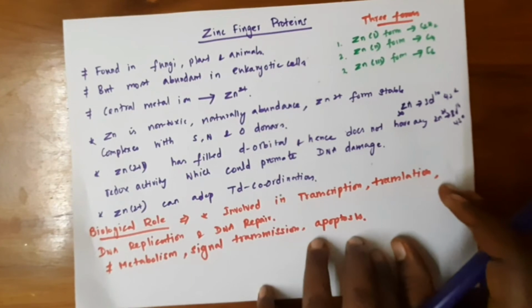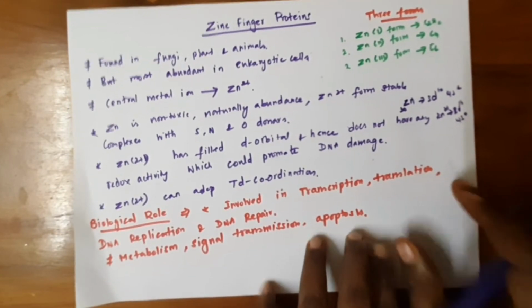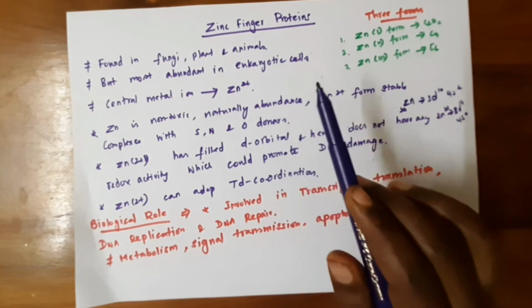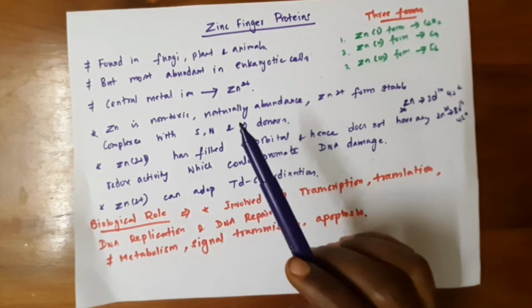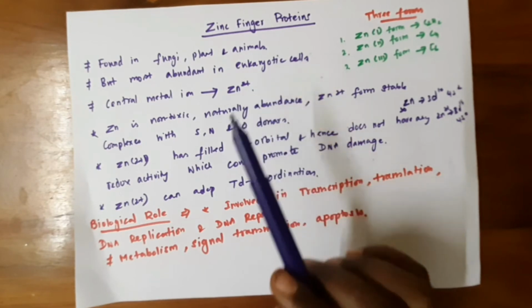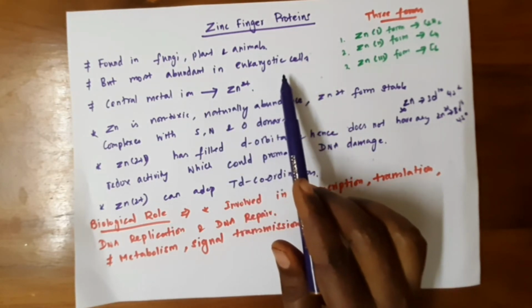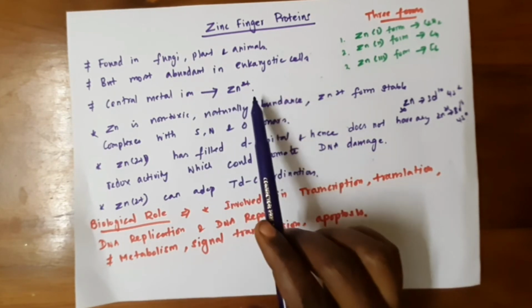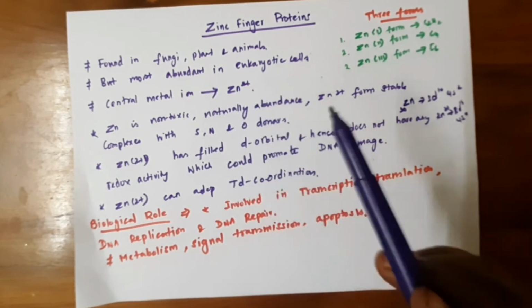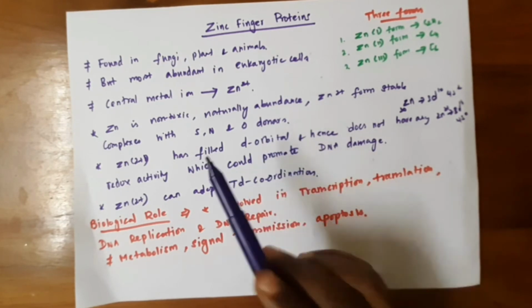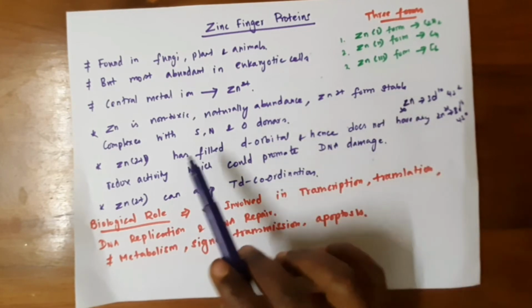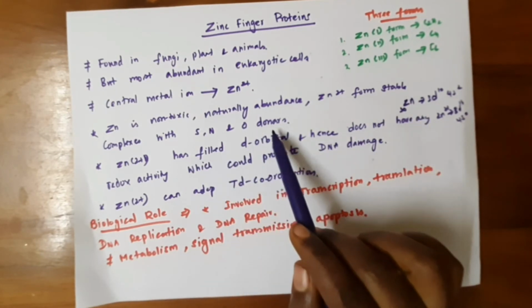Next we will go for zinc finger proteins. Zinc is the main active site in this protein, and it is mainly found in fungi, plants and animals, and is most abundant in the eukaryotic cells of living systems. The active site of this protein is zinc 2 plus. Why does it preferably form zinc 2 plus? Zinc is non-toxic, it is naturally abundant, and zinc 2 plus forms a stable complex with sulfur, nitrogen and oxygen donors.